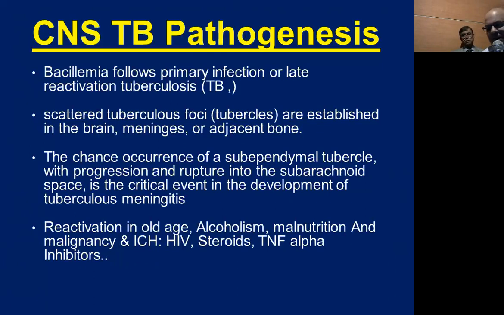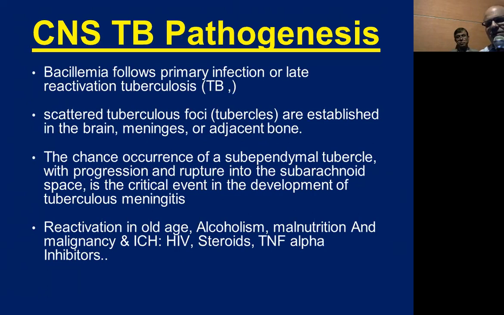As bacilli invade the blood and go everywhere in the body, including the brain, scattered tuberculous foci are established in the brain, meninges, or adjacent bone, and the chance occurrence of one of those subependymal tubercles bursting into the subarachnoid space ends up in a case of meningitis. Reactivation happens in old age due to alcoholism, malnourishment, but also due to immune suppression at any age. So HIV positive patients, patients with malignancy, chemotherapy, steroids, and TNF-alpha medications, rheumatoid and the like.